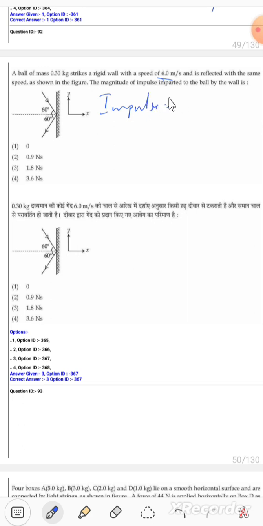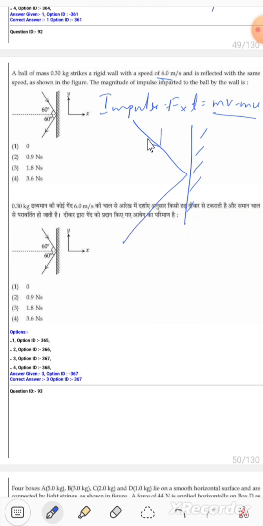So impulse is basically force into time, which is also the change in momentum. That means you can also find it mathematically as mv minus mu. But in this case, as you can see, the ball is traveling towards the wall and acting like this. If this angle is theta, then this one will also be theta. If the velocity is v, then it will be v cos theta, and this one will be v sin theta, that is the vertical component.